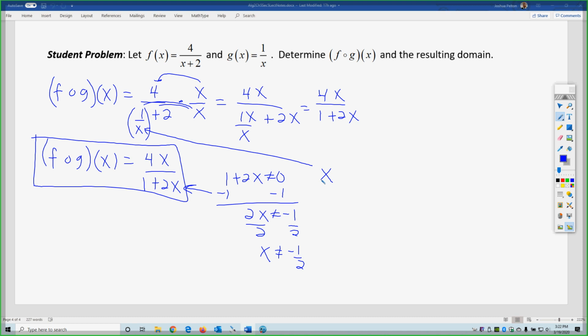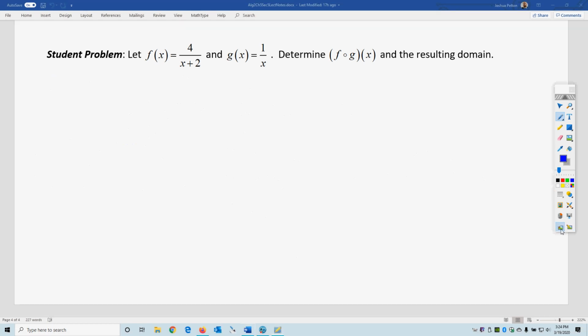x cannot equal 0. Because again, turducken, if it went in the original, it can't be in the final one. The original one was 1 over x. That's what you plugged in. So it cannot be either. So my domain, going left to right, least to greatest, I go negative infinity. The next one is negative 1/2, union negative 1/2 to 0, union 0 to infinity. Okay, and that is the end of part 4.